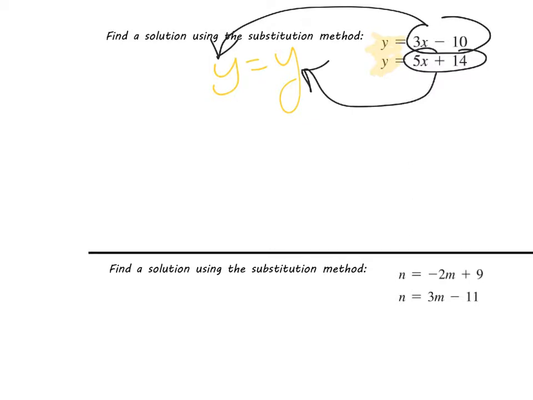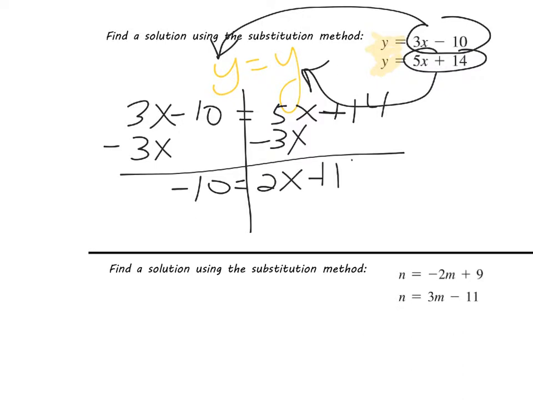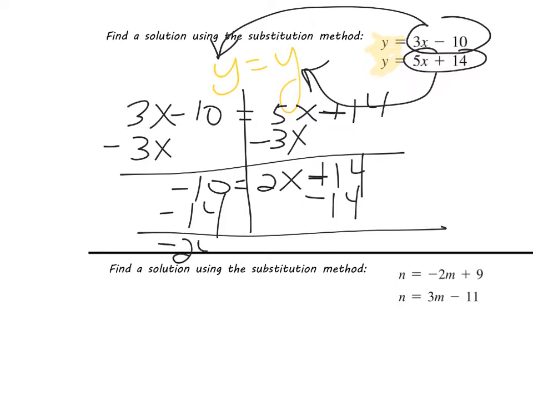That's the substitution portion of it, and that would make it so that I am able to solve this like any equation that has one variable by drawing the line down the middle and doing all of the steps that you would do to solve for x. I subtract 14 from both sides. I have negative 24 equals 2x. Divide by 2. X is negative 12.